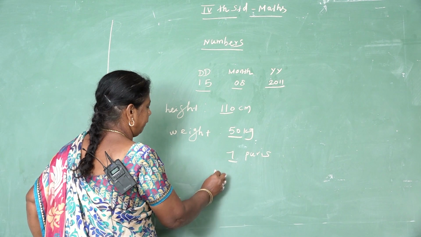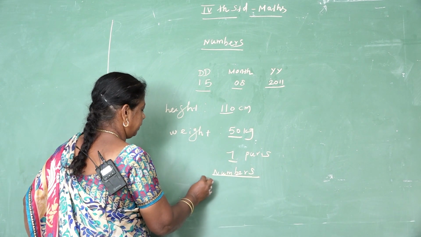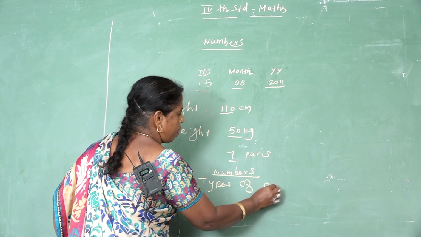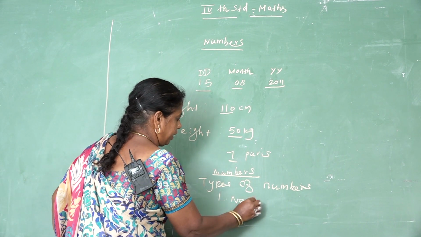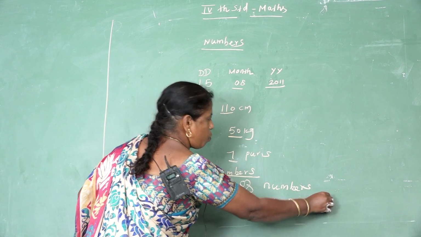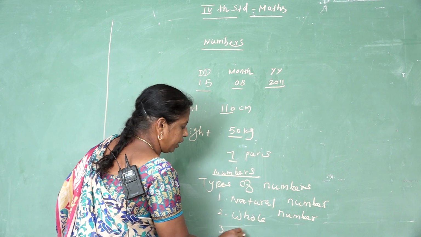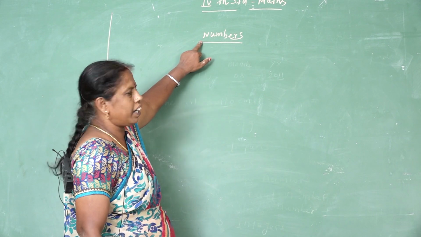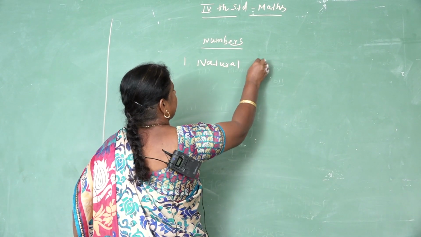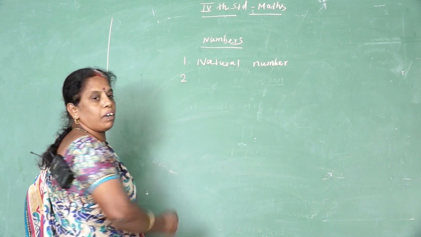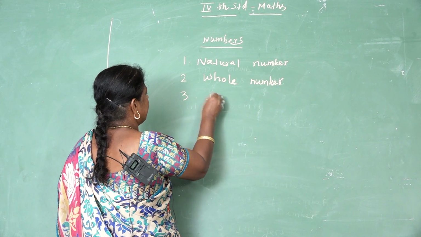Now you come to the numbers. Types of numbers. One is natural number. Another one is whole number. Third one is integers. Now we are seeing about types of number. First one is natural number, second one is whole number, third one is integers.